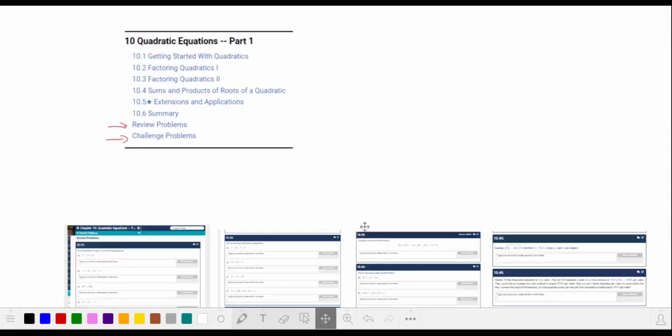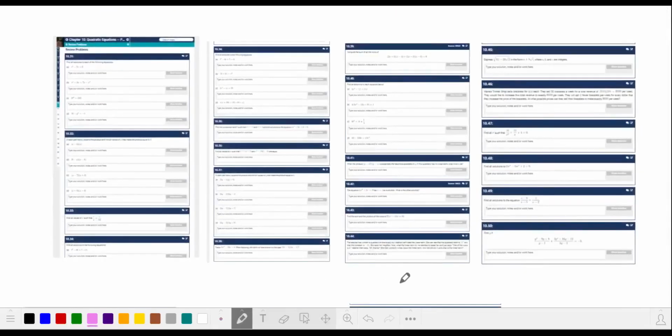Let's take a look at the review problems for Chapter 10. Here they are. There are a lot of them. Do not skip the review problems at the end of each chapter. You'll notice that in the individual sections, there were a handful of exercises and not really enough practice for most students. To really seal their understanding, it's important for students to work through all of these review problems.